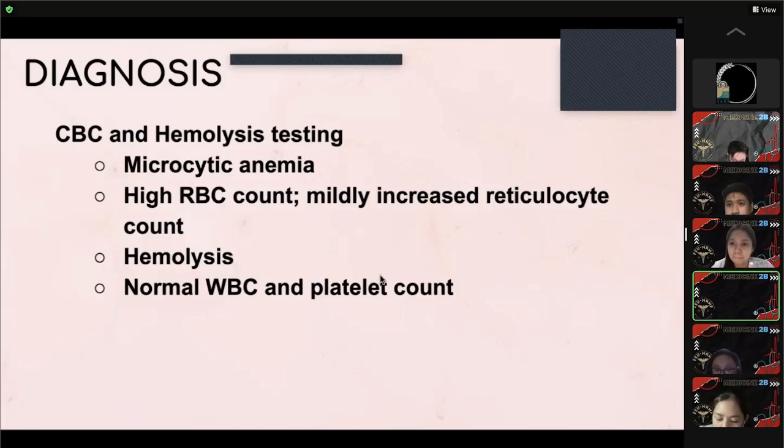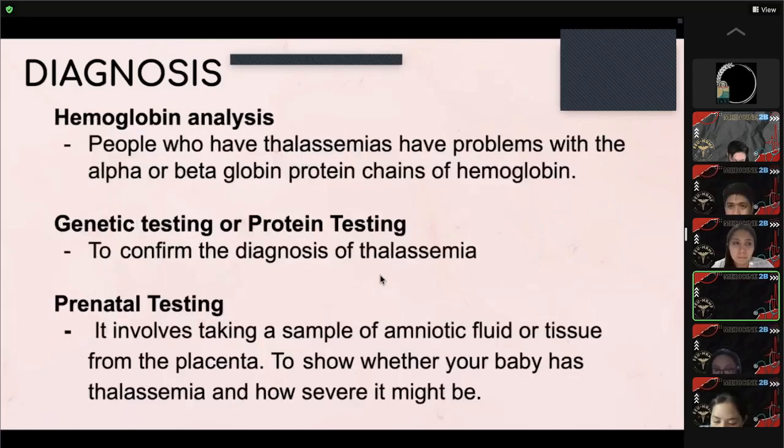For the hemoglobin analysis and genetic testing, they are required to confirm the diagnosis of thalassemia. The diagnosis of thalassemia is best confirmed by globin gene testing to detect which globin is affected. Genetic counseling is also advisable for families affected by this condition to promote understanding of the significance for themselves and future offspring. Then prenatal testing involves taking a sample of amniotic fluid or tissue from the placenta to show whether your baby has thalassemia and how severe it might be.